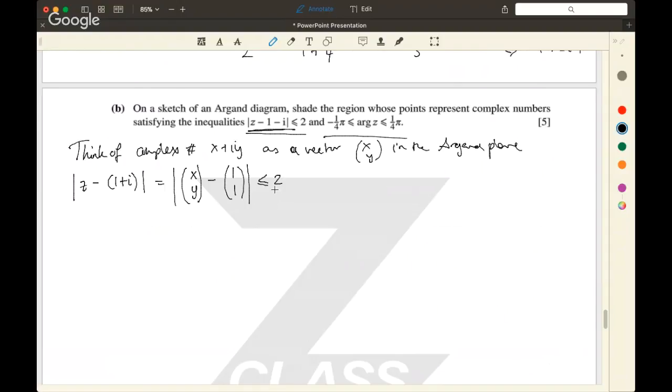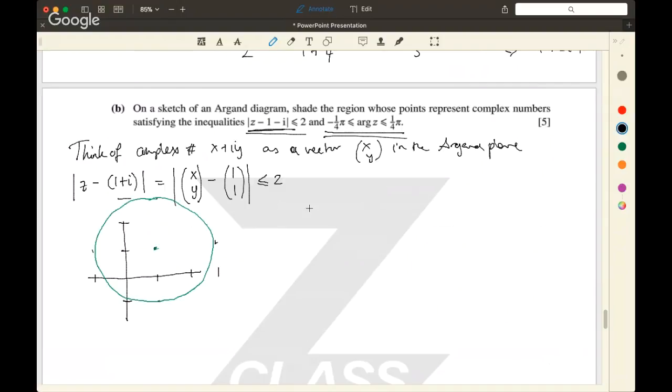Well, that's a circle, right? A circle is the locus of all points that are less than or equal to some distance away from the center. So this first condition gives me a circle with the center at 1, 1, and a radius of 2. There's the radius. That sort of goes there. So this is our horribly drawn circle. But hey. So that's the first condition.